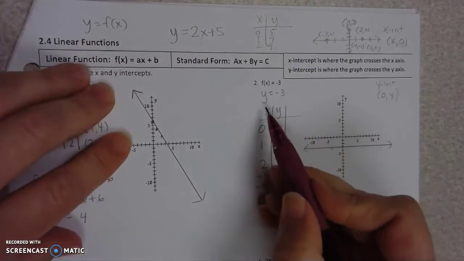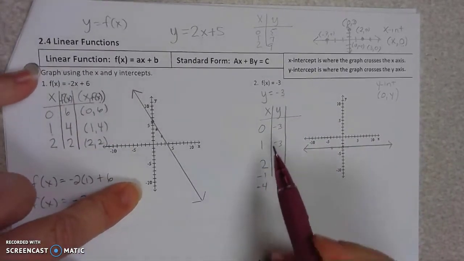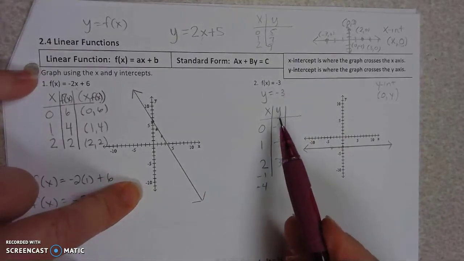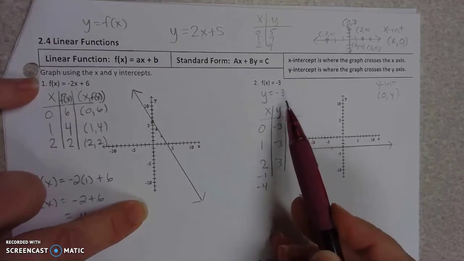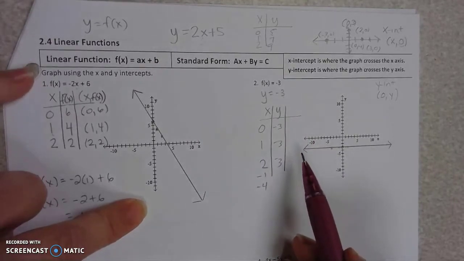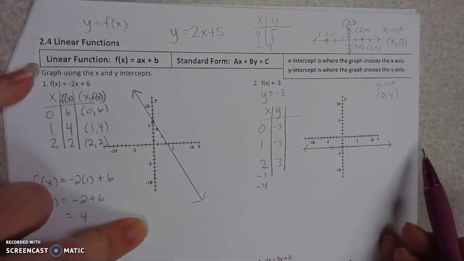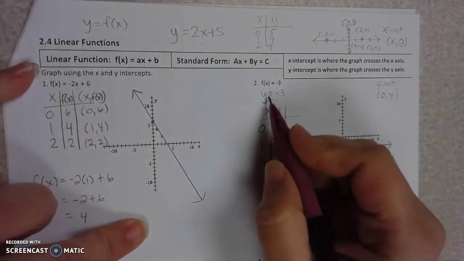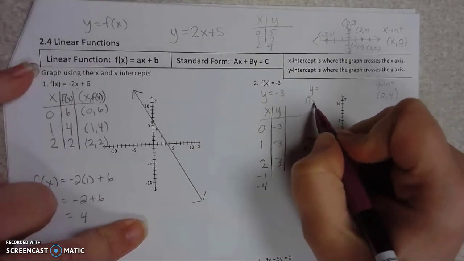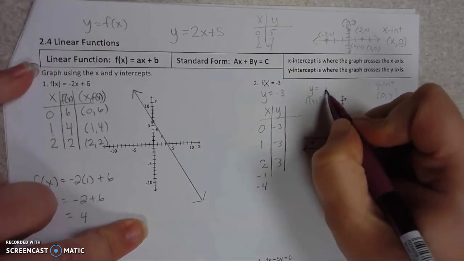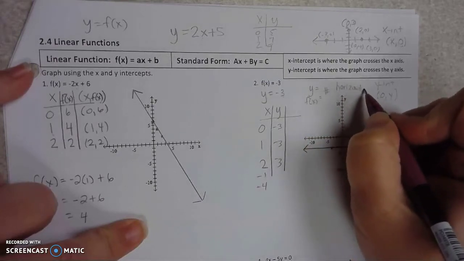Alright, so anytime you see y equals a number, all the x values, doesn't matter what you pick, the y is always going to be negative 3, or it's going to be whatever y or f of x equals. Go to that point on the y-axis and draw yourself a horizontal line. Okay? So anytime you see y equals a number, or f of x, whichever one you want to use, that's going to be a horizontal line.